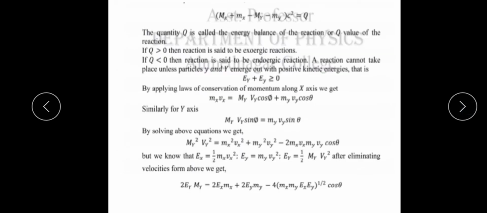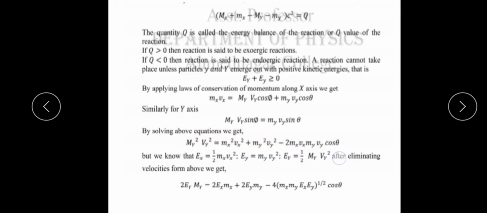Understand, students? Now, solve the above two equations. First, rearrange the equation for capital M_Y V_Y cos theta: M_Y V_Y cos theta is equal to m_x v_x minus m_y v_y cos phi. After that, square this term, so we get the square of M_Y V_Y cos theta on the left hand side, and on the right hand side we use (a minus b) whole squared, squaring and adding these two equations.